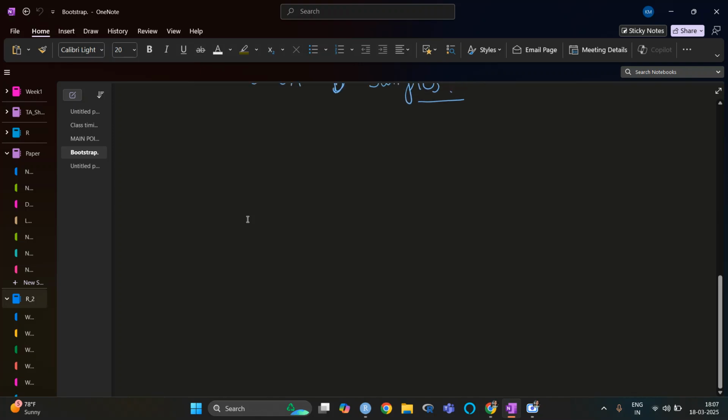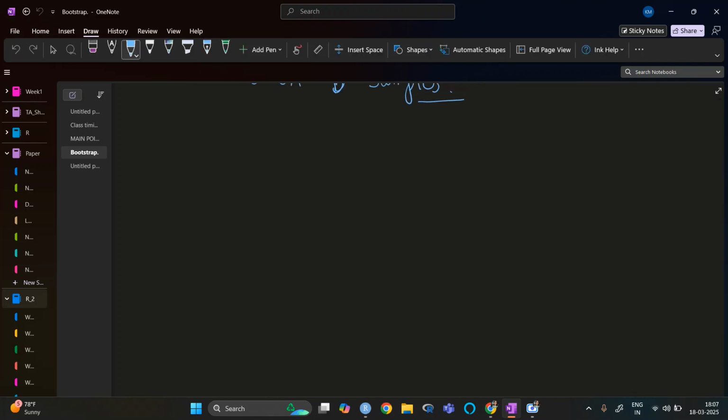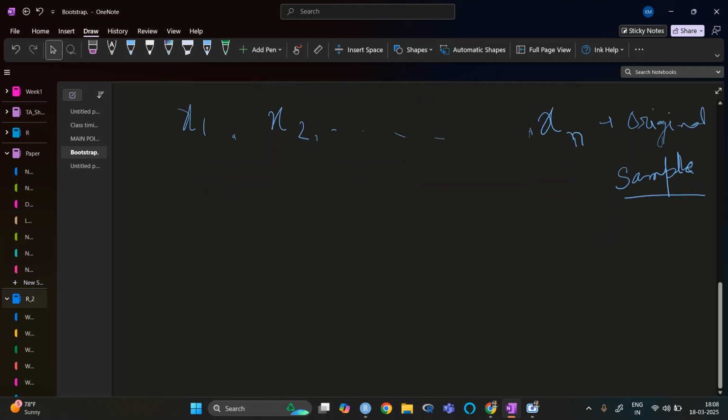Let's say I have x1, x2, up to x10. Let's say xn, so that it is more generalized. This one is our original sample obtained from the population. The next is the bootstrap one. So we are taking B samples out of it. We are doing it B times.